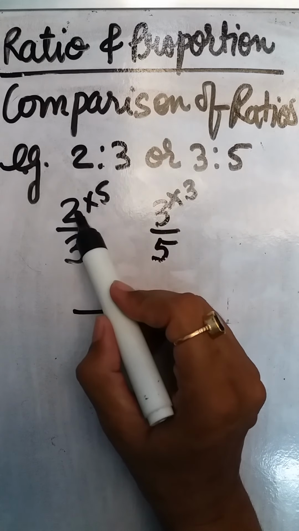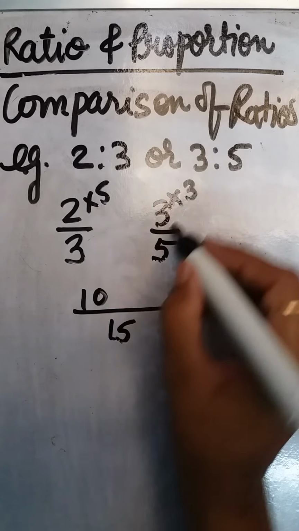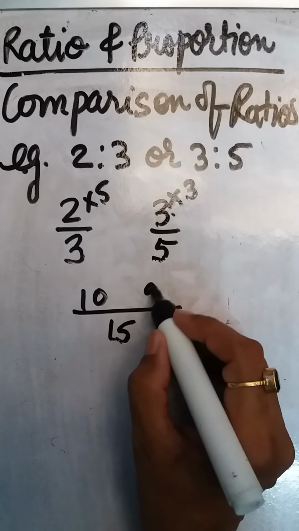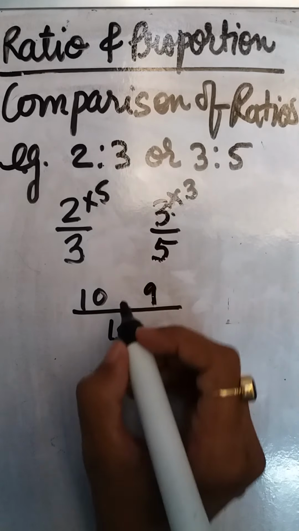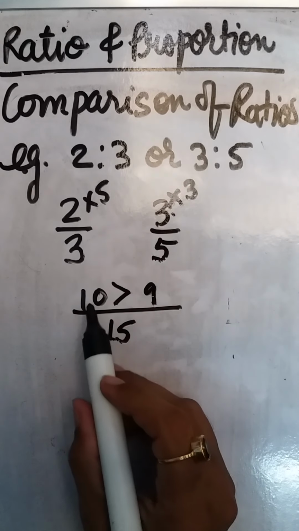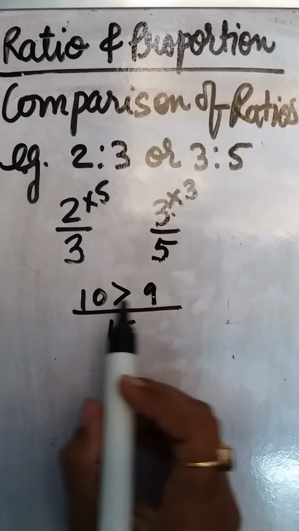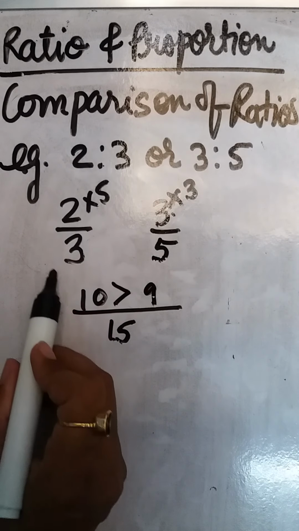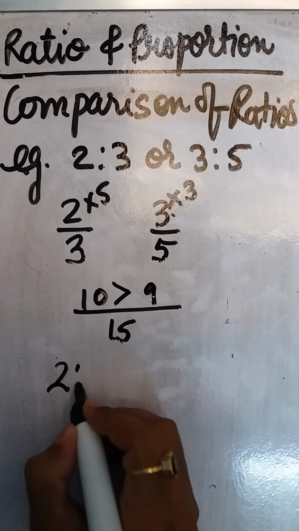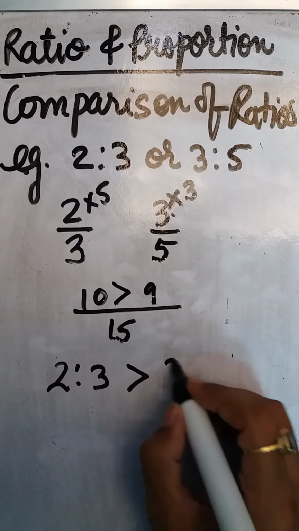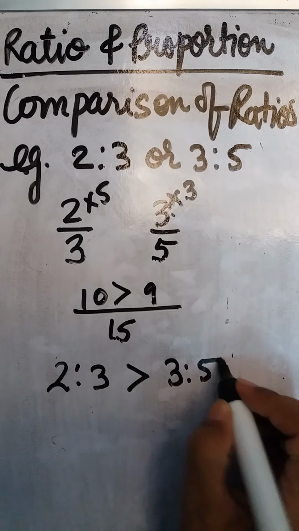Now 5 2s are 10, and 3 3s are 9. Now we can compare the numerators because denominators now are same, and we can say this 10 is bigger than 9, and this 10 belongs to this ratio. That means 2:3. So we can simply say 2:3 is greater than 3:5.